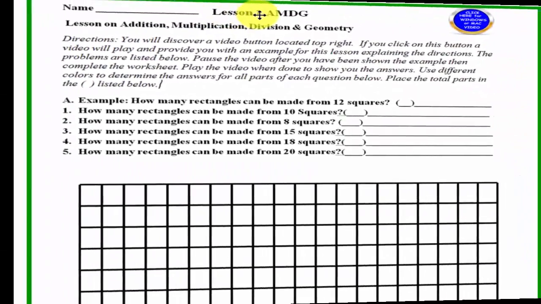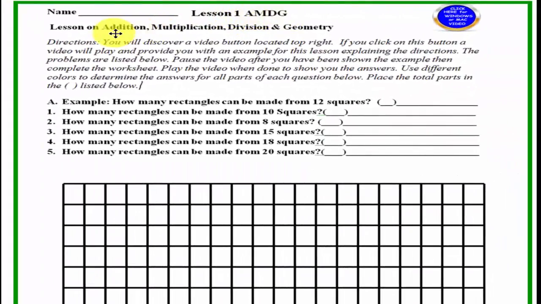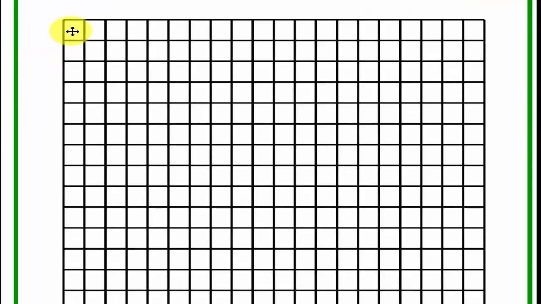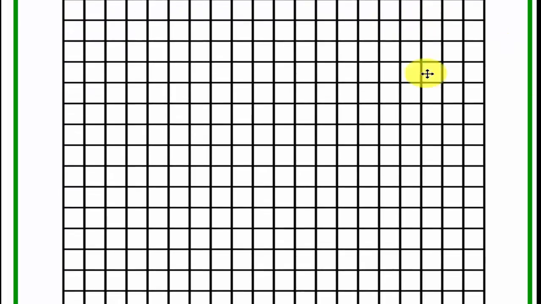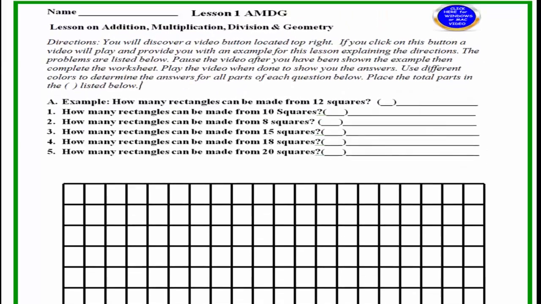You're looking at Lesson 1, AMDG, or Addition, Multiplication, Division, and Geometry. Now, hopefully you clicked on this button to obtain this video. If you look carefully, you'll notice that what we have down here, or you should have on your sheet of paper, is a table. It's 1 through 20 going across, and 1 through 20 going down. Okay, keep that in mind.